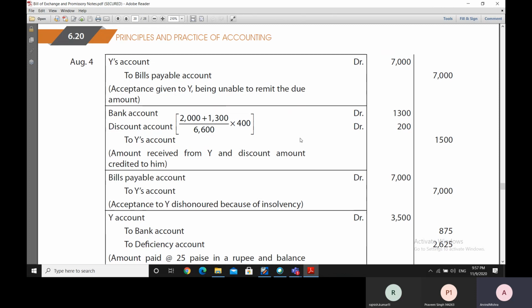So therefore, he gets a discount. He debits his discount account by 200 rupees, and he debits his bank account by 1,300 rupees because he has received this amount of 1,300 rupees, and he has borne the discount of 200 rupees. So total 1,500 rupees will be credited to Y.